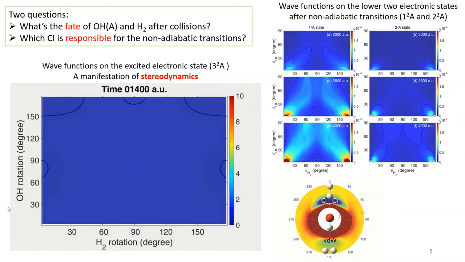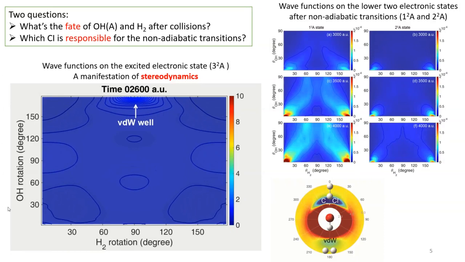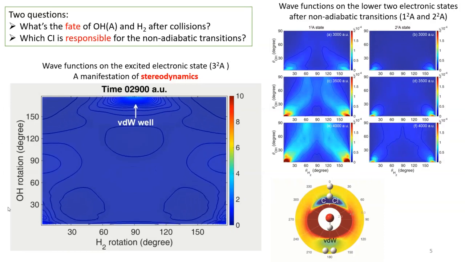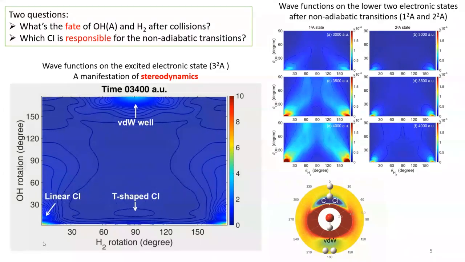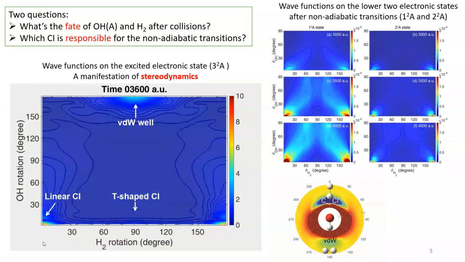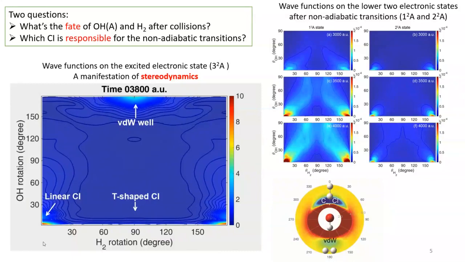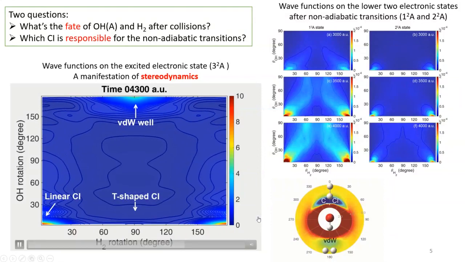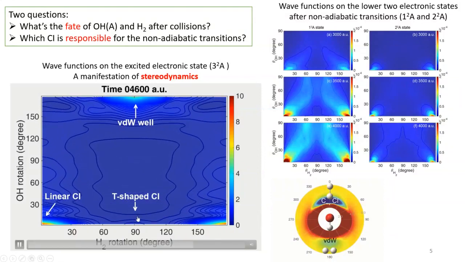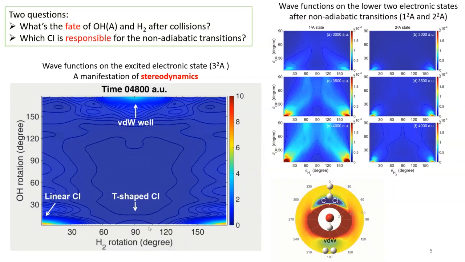When they approach each other, the anisotropy of the interaction steers them to 3 regions. The van der Waals region, which does not have couplings to the lower surface, and the wave function in this region will end up in the elastic channel. The 2 linear CI regions, where non-adiabatic transitions bring the wave function to the lower surfaces, as shown in the figure on the right. And interestingly, there's no non-adiabatic transition near the T-shaped C2v CI.